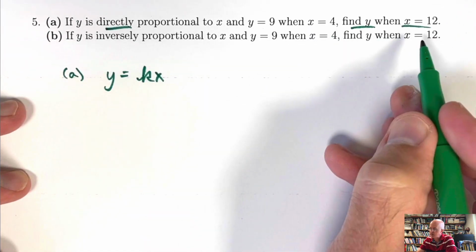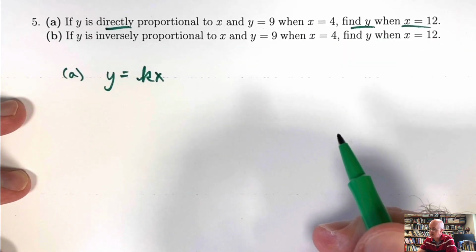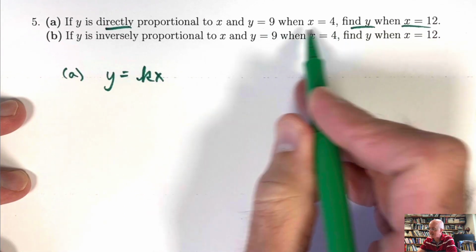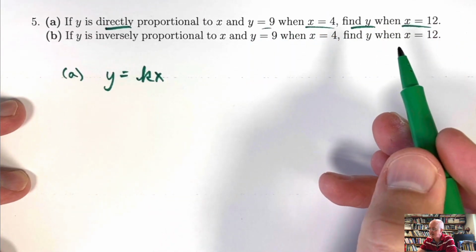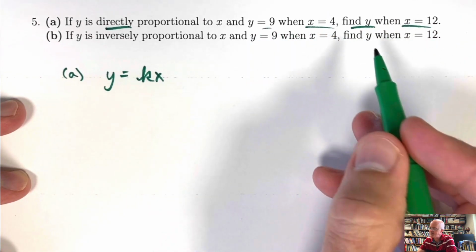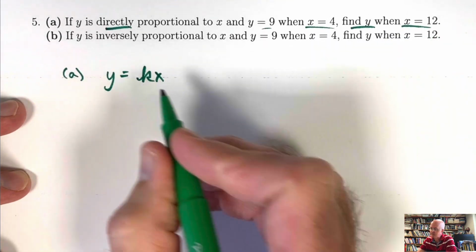That's what it means for y to be directly proportional to x. As far as solving the rest of part A, just plug the numbers in first to solve for k based on these two data points, you might say, and then using that value of k, solve for y when x is 12.